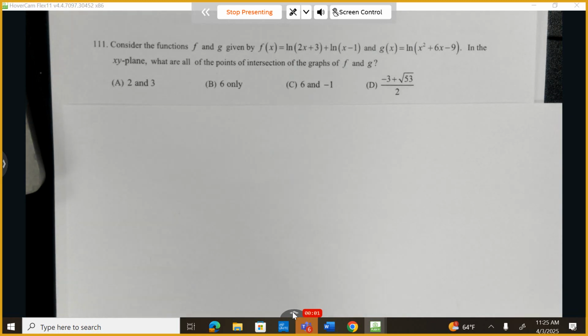Let's look at number 11. Again, we're given a similar question where we want to know where the functions f and g intersect. It asks for all the points where they intersect.